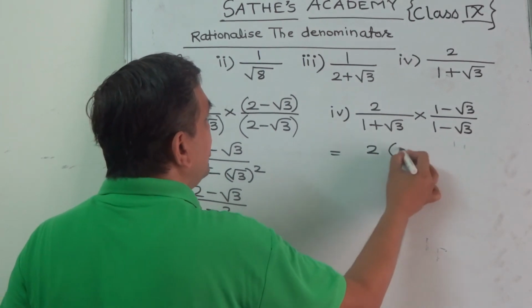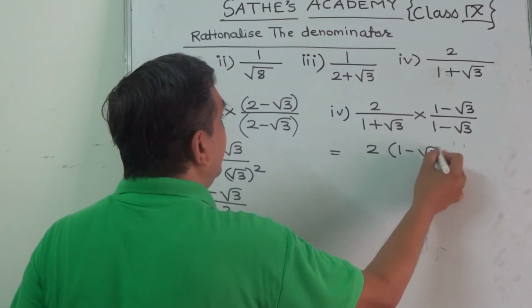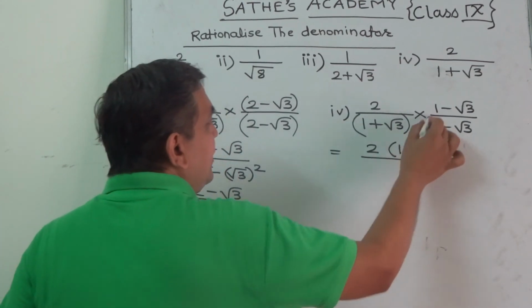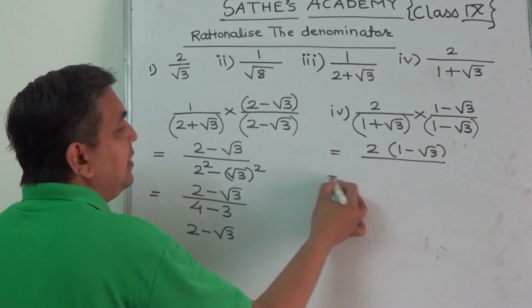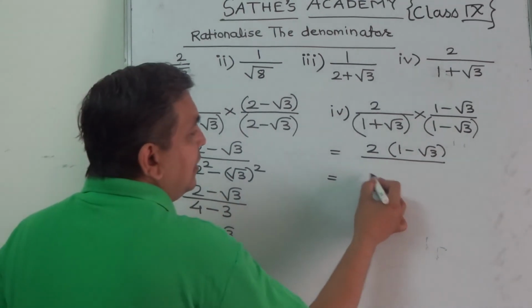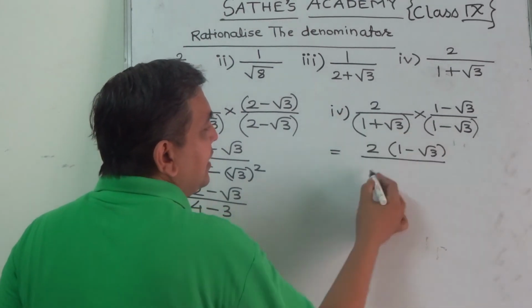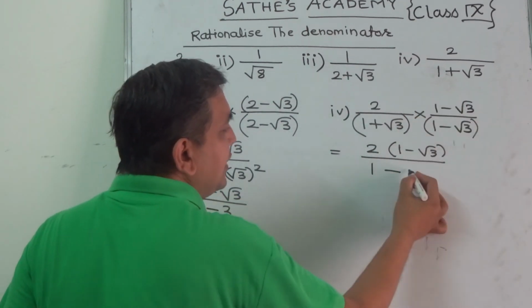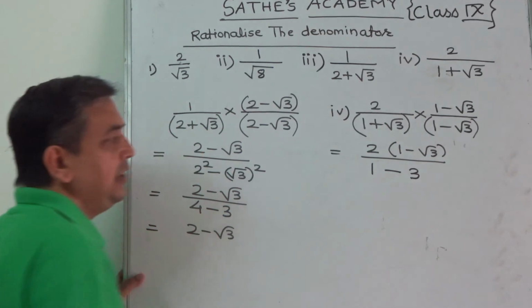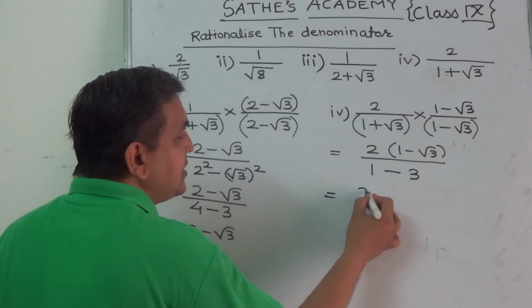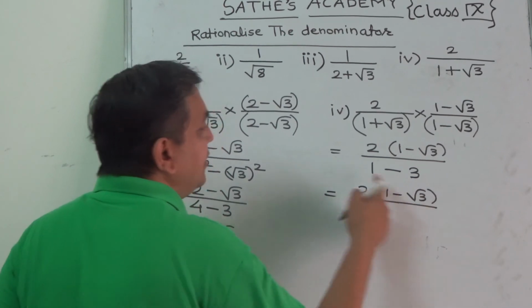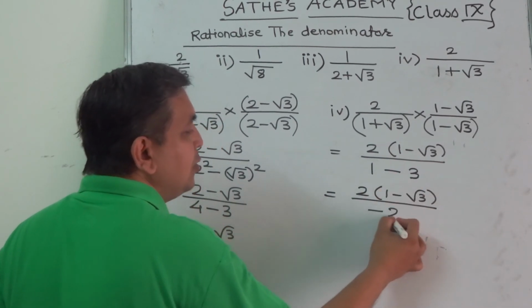The numerator becomes 2 times 1 minus root 3 and the denominator becomes a plus b into a minus b is equal to a square, that is 1, minus b square, that is root 3 square. Root 3 square is 3. We can write this as 2 bracket 1 minus root 3 upon 1 minus 3 is minus 2.